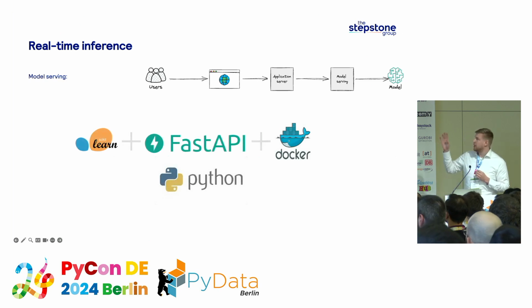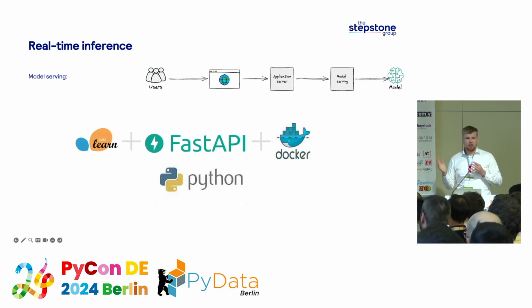And how can you deploy this? Really this model serving part, for example, is just scikit-learn in FastAPI, you build a Docker around it, and you just have your service.